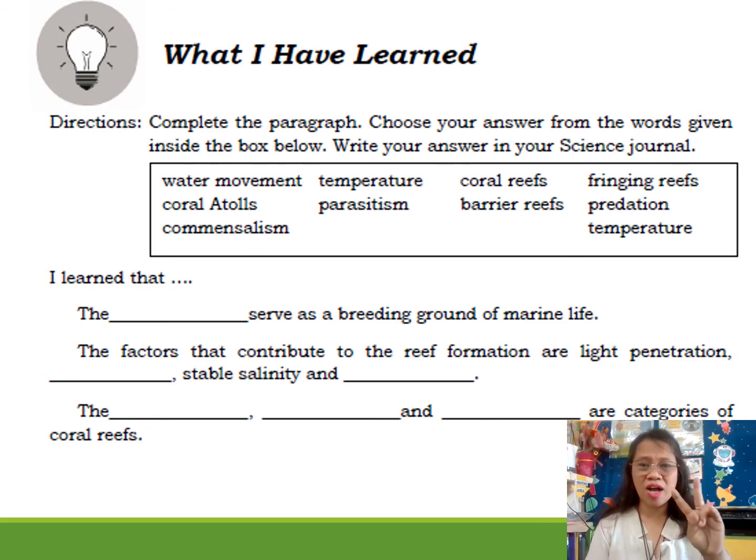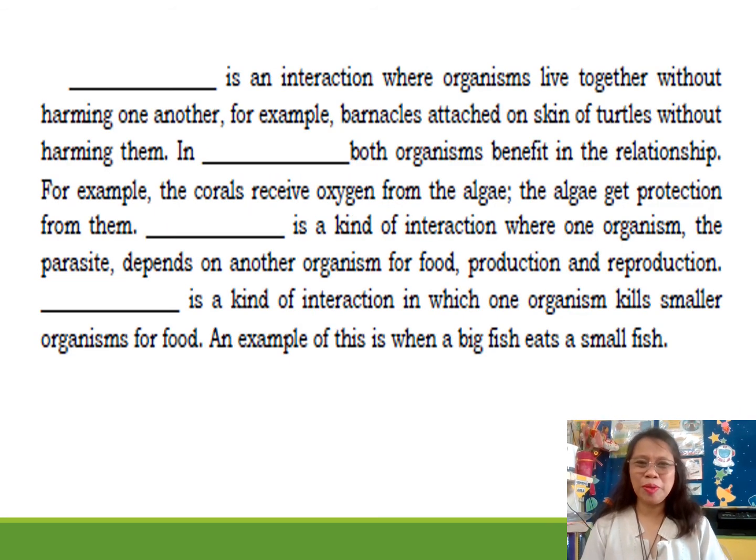Next paragraph has two answers. Then the third paragraph has three answers. All in all, you will answer 6. Then, blank is an interaction. Then in blank, both organisms benefit. For example, the coral receive from them. Blank is a kind of interaction. Blank is a kind of interaction. So, 6 earlier, 4 now, for a total of 10. Do not waste the 10 items. Go back to be sure of your answer.